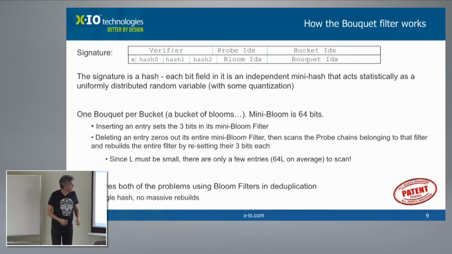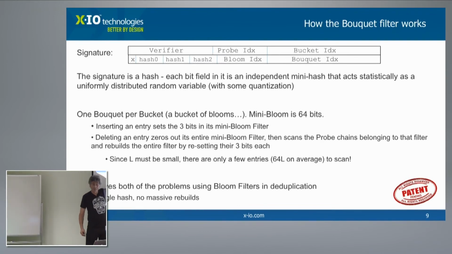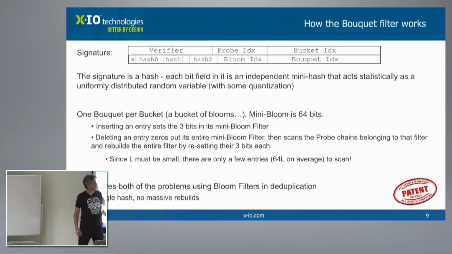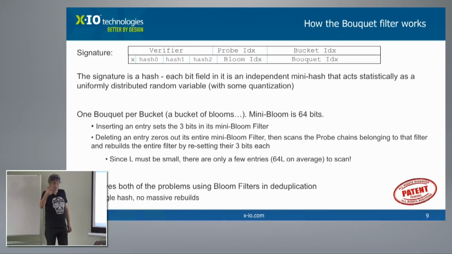We insert an entry. The bloom filter is in memory. You index into the bouquet and the bloom together. That gives you a U64. You set these 3 bits, you're done. And so the whole compute cycle, because you just reuse the same data you have coming in, is performance.